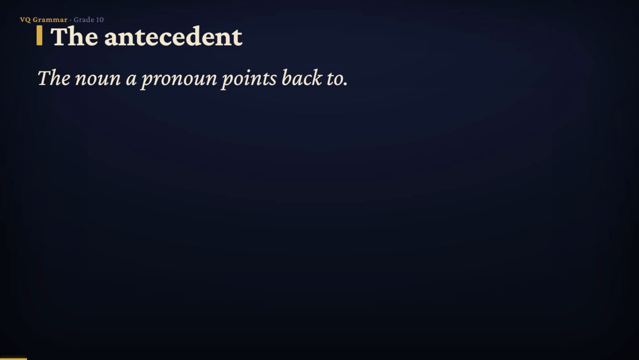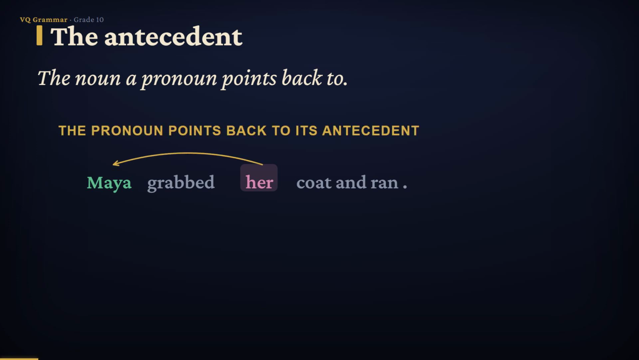Take this sentence. Maya grabbed her coat and ran out the door. The word her is doing real work here, but it cannot do that work alone. It points backward to a noun we already met. That noun is Maya, and grammar has a name for it, the antecedent. An antecedent is simply the word a pronoun refers to, or the word a pronoun replaces. Maya is the antecedent. Her is the pronoun standing in for it.